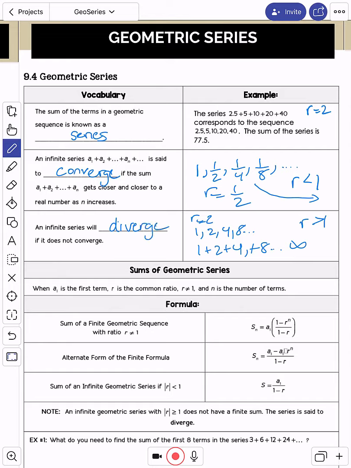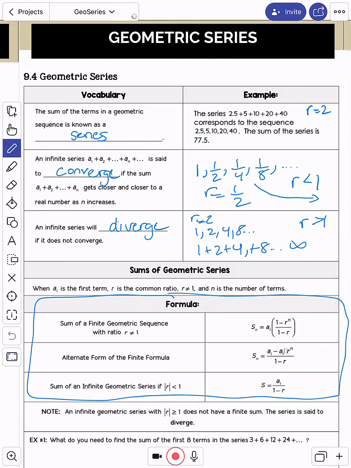All right, and then the other important piece here are the formulas. And so when we have geometric series, just like with arithmetic, there are formulas, and you're going to want to definitely keep track of those because they're going to tell us how to plug and chug and solve.